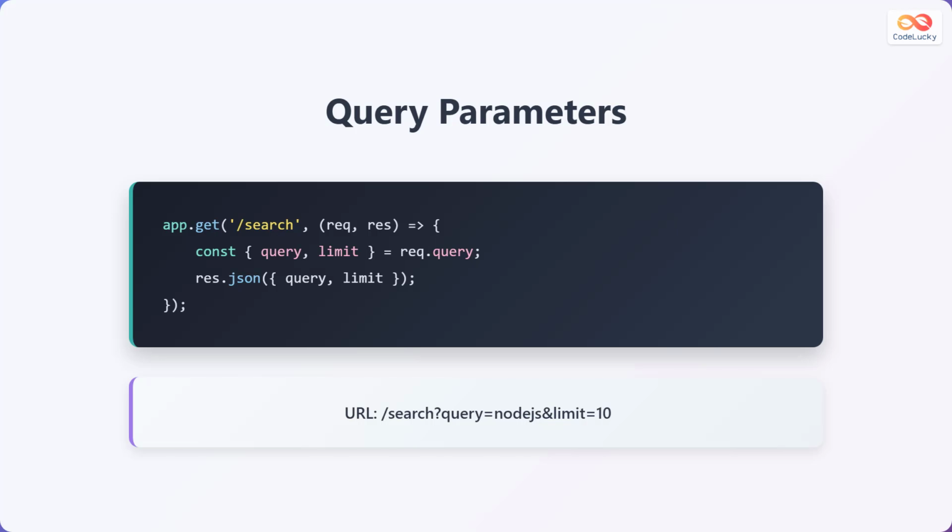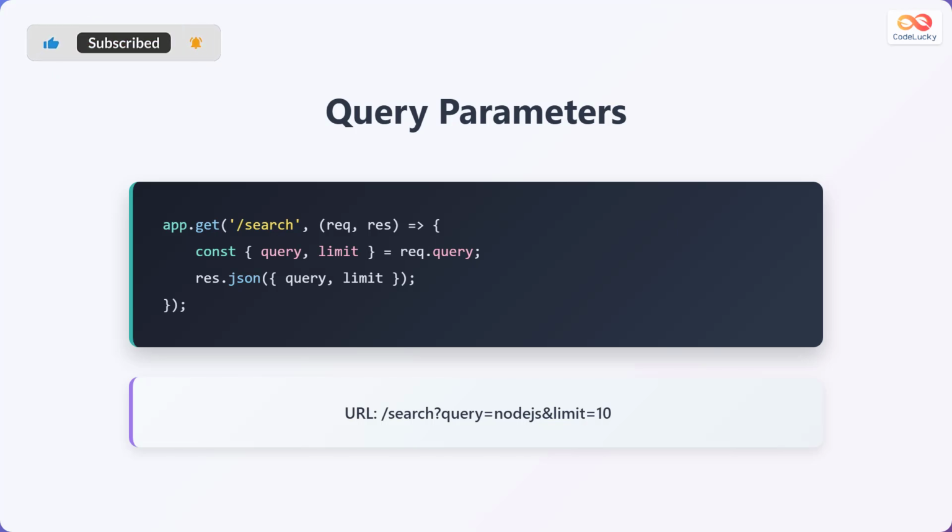app.get('/search', (req, res) => { Inside the handler, const { query, limit } = req.query. This extracts the query and limit parameters from the request query.